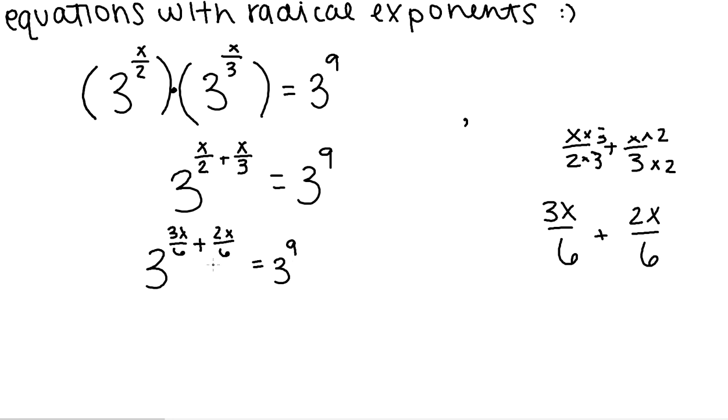Now I can add those together because I have a common denominator. So let's go ahead and do that. Still have a base 3. With this fraction, remember when you add fractions, gosh, it's probably been a long time since you've had to do that, but I'm not going to go over fraction rules. Keep your denominator the same. I had 3x on top and 2x on top. Putting those together gives me 5x over 6 equals 3 to the 9th.